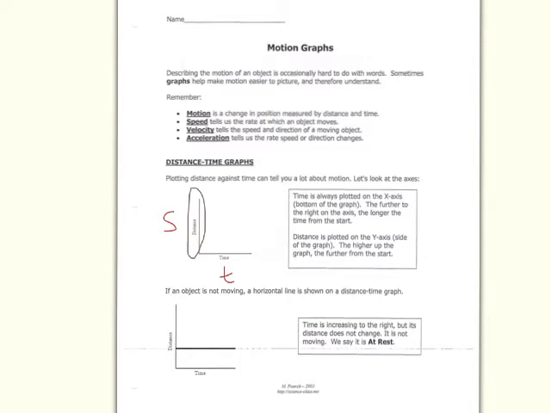Alright, so distance. If, say for example, this first picture down here, as time increases your distance doesn't change, are you moving? Hopefully you're saying no. Okay, so on a distance time graph, when it makes a horizontal line, we say that the object is at rest. Alright?